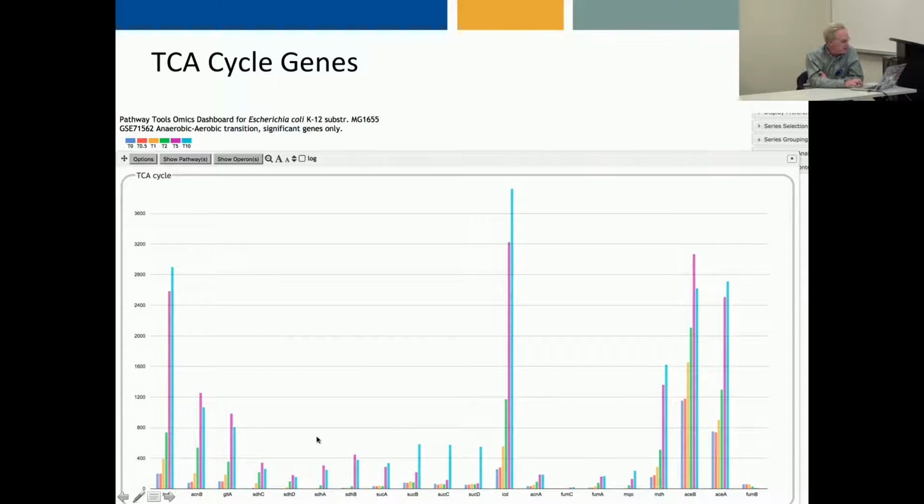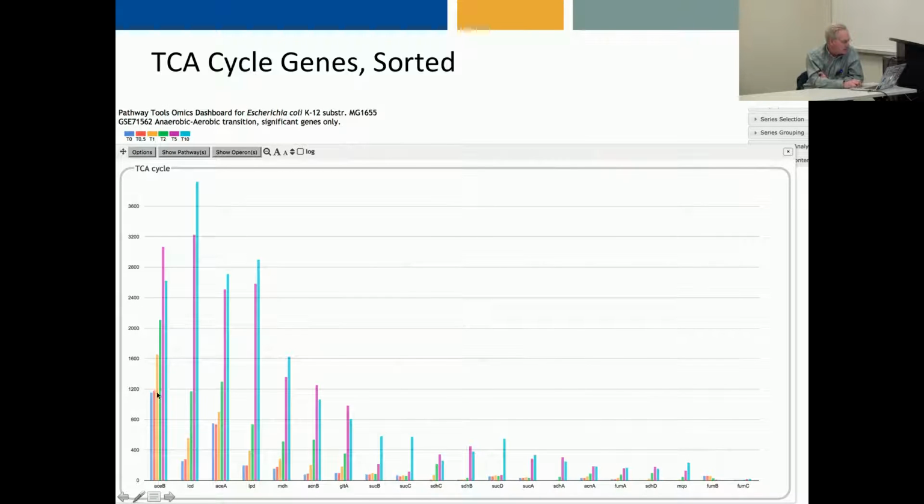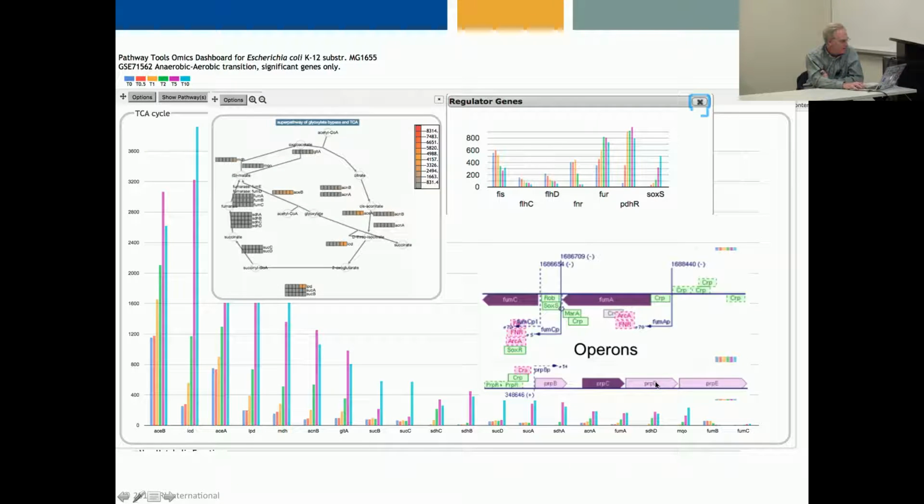And you can do things like, here are all the genes involved in the TCA cycle. Here they're sorted by genome position, but we can sort them by expression level, by the average expression level that we're sorting them by here. And another set of tools we have lets us show the gene expression data on a pathway diagram. So here we're depicting the TCA cycle as a pathway, and each one of these little series of boxes shows the expression levels of one gene across all 6 time points.